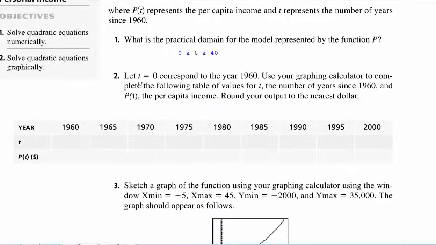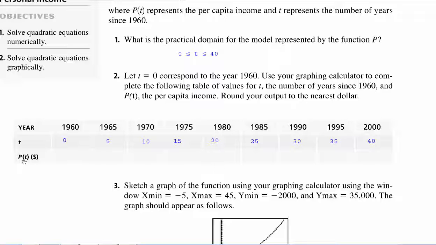Question 2, it says let T equal 0 correspond to 1960, and we're asked to use our calculator to complete the following table of values for T. And then we're going to round our output to the nearest dollar. So right away, T at 1960 is going to be 0. At 1965, we'll have 5. 1970 is 10 years after 1960, and so on. So I filled in the values for T, right? 0, 5, 10, 15, and so on.